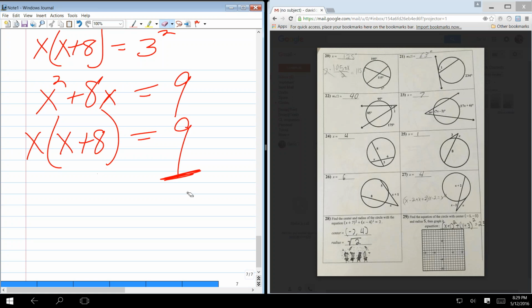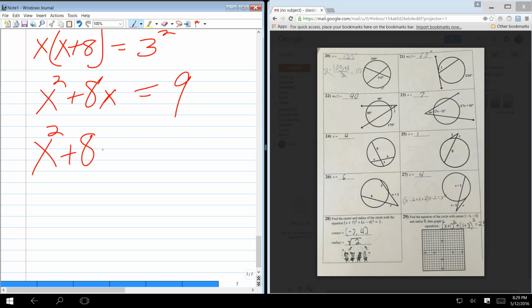But what if I have two things multiplied together and they're equal to 0? Oh, that's right. If you want one side to be 0, then I got to move this 9 to the left. Okay. So, in other words, that's what you almost always want to do with a quadratic. If you have a quadratic that has an x squared term, an x term, and a number, then always put them on one side and 0 on the other.